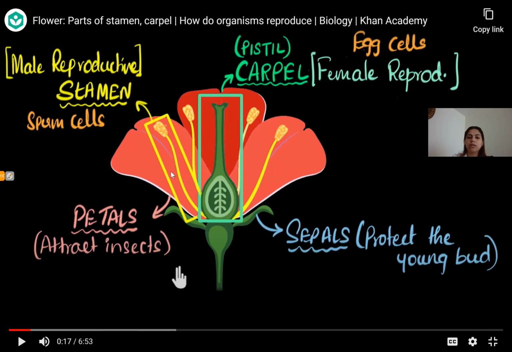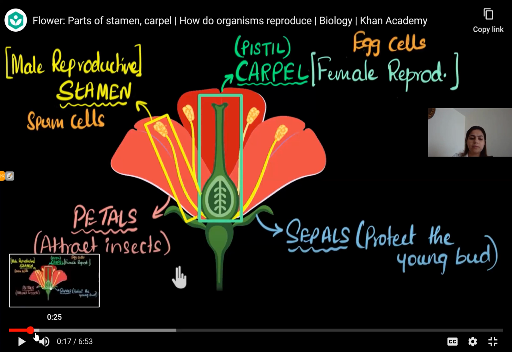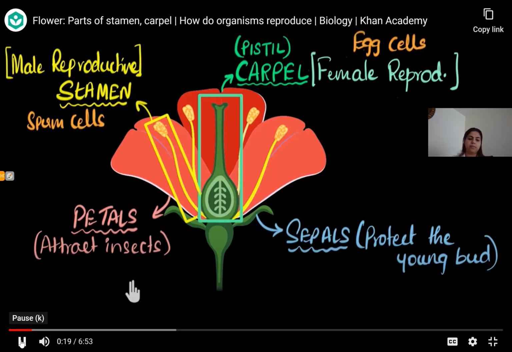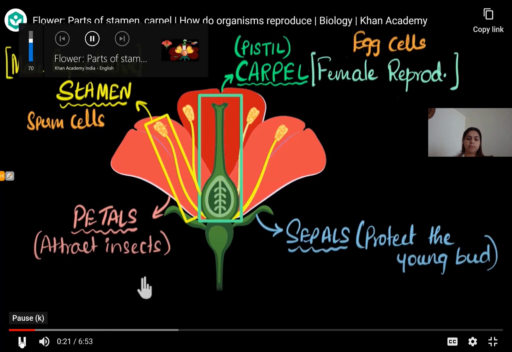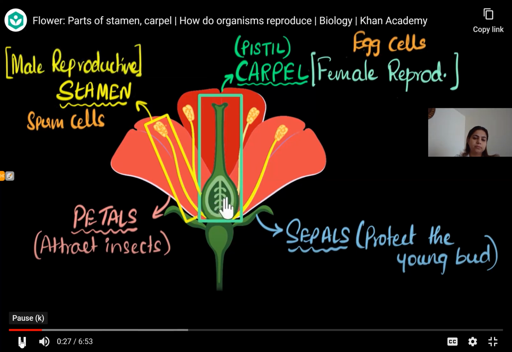Male reproductive part, can you notice here this yellow rectangle? The whole part is known as stamen. It is made up of different parts. And in the center, we have the female reproductive parts, known as carpel or pistil. You can go back and check out our video on flowers, unisexual and bisexual. Okay, so over here, let's only focus on the reproductive parts, the carpel and the stamen. So let me get rid of these others.